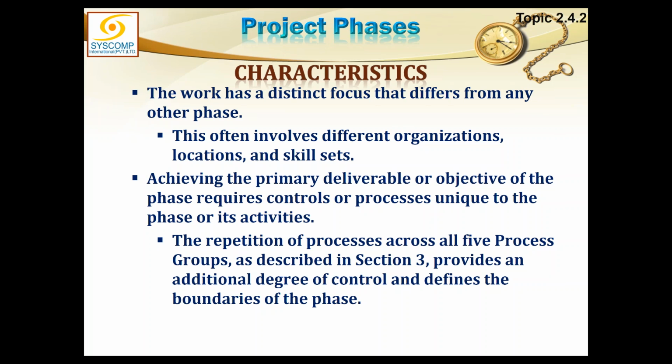All the repetition of the 47 processes or the 5 process groups, as we have already discussed, provides an additional degree of control and defines the boundaries of the phase. So every phase is then distinctly recognized as a separate project in which all the 5 process groups are repeated and accomplished.